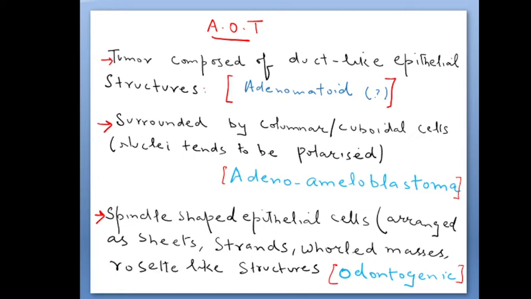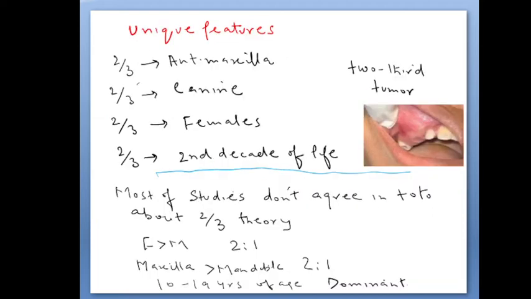Earlier it was also called adenoameloblastoma because duct-like structures are surrounded by columnar or cuboidal cells in which the nuclei tend to be polarized. Again, there are lots of spindle-shaped epithelial cells which are arranged as sheets, strands, or rosette-like structures. Now, what are the clinical features?